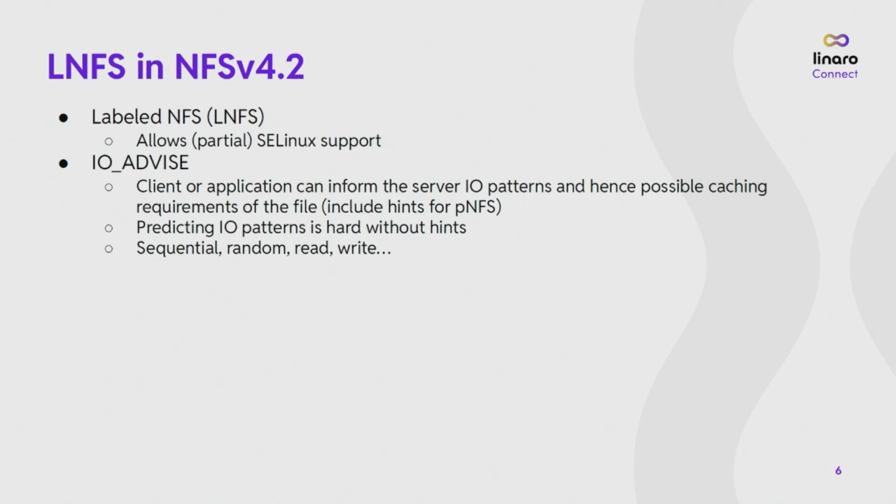And the IO advice feature is about the client informing the server about the behavior of the next I/O pattern. For example, it could be sequential, it could be random. So with this hint, the server could understand the behavior, so it can improve the performance of the I/O.